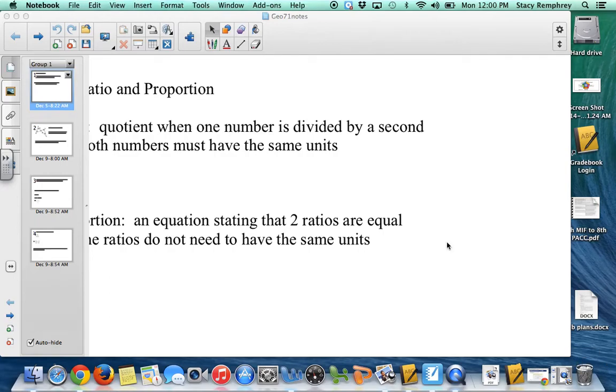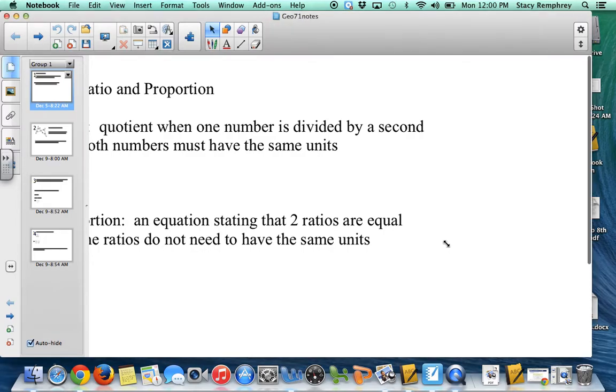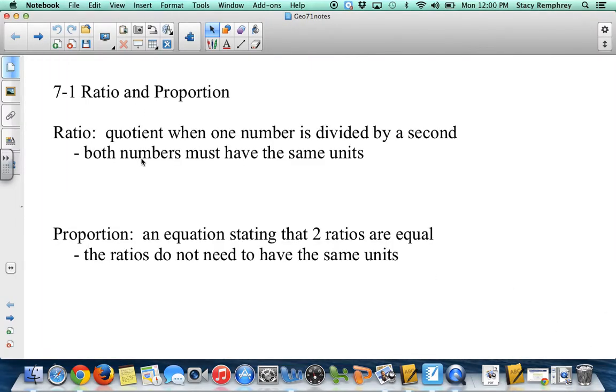Okay, so we're going to go over 7.1, which is introducing us to Chapter 7. Chapter 7 is all about similar figures. So we've talked a lot about congruent figures, mainly congruent triangles. Now we're going to talk about similar.